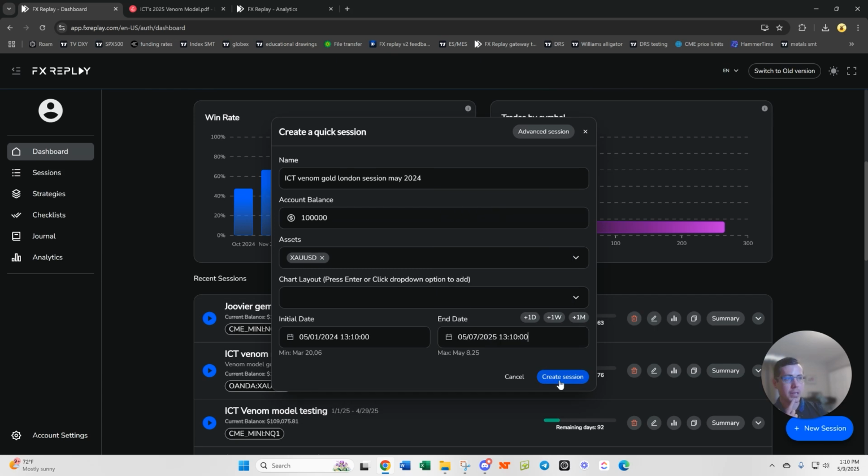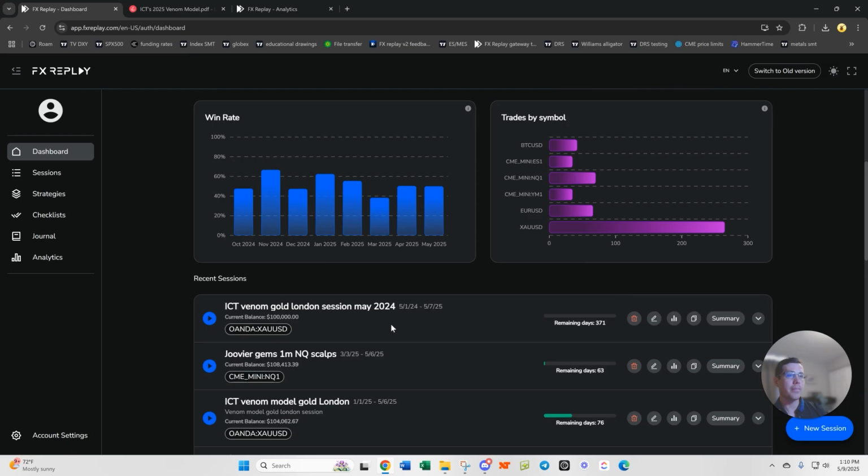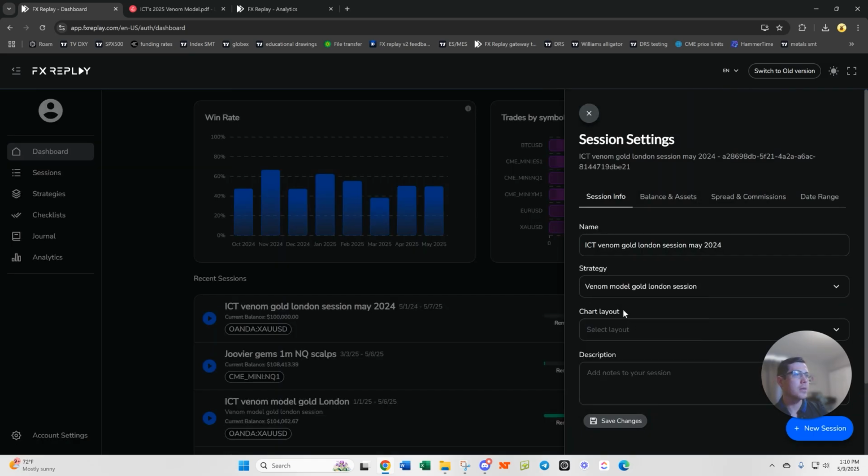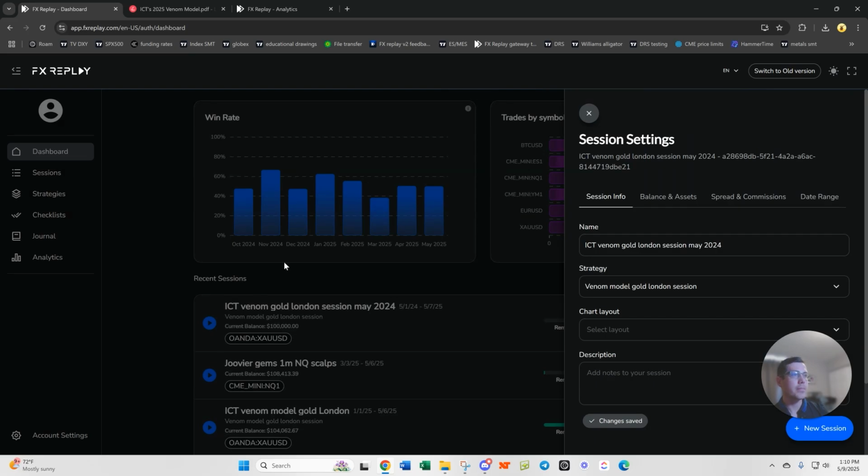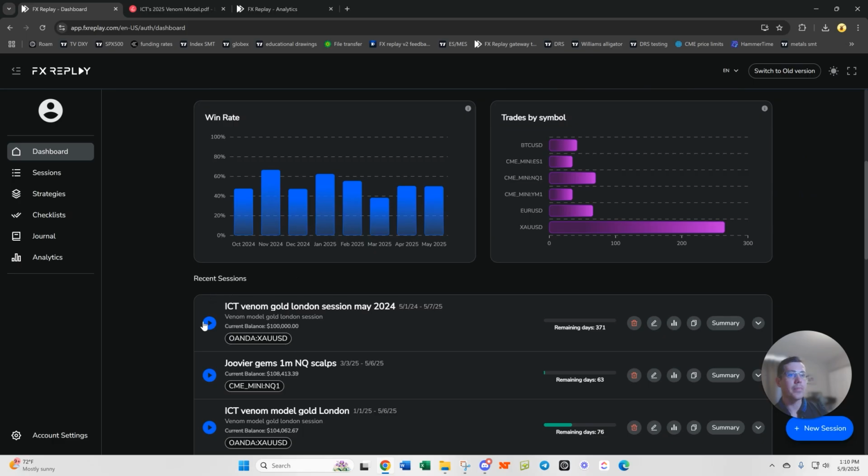We can actually backtest this pretty quickly with the 3-minute time frame. So I think that's everything we need. Let me just make sure I have the strategy incorporated too. And we're good to go.